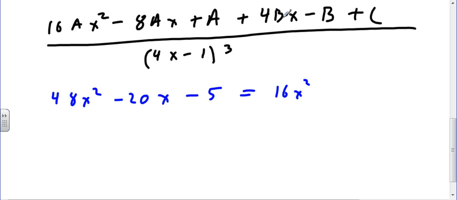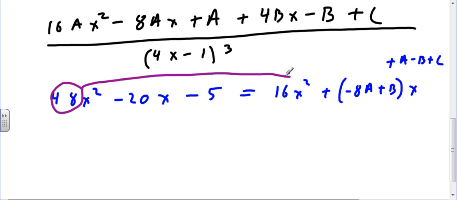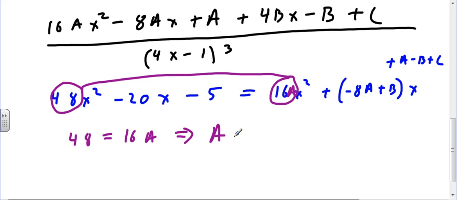That's the only x squared guy. Plus minus 8a plus b x. Okay, so that's this guy and this guy. Plus a minus b plus c. All right, so that means that 48 has to equal 16a, implying that a is equal to 3.